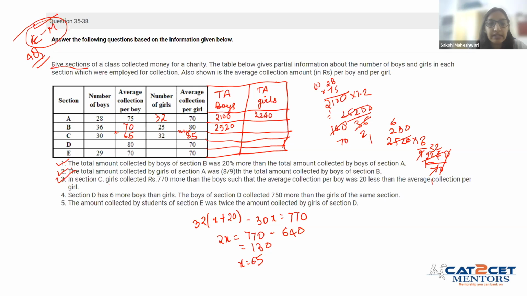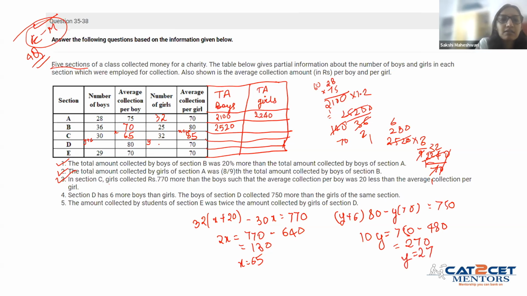Now section D has 6 more boys than girls. So if this will be Y plus 6 and this will be Y. Is it fine? Now boys collected 750 more than the girls of the same section. So Y plus 6 into 80 minus Y into 70 gives you 750. These are simple equations, very simple. 10Y equals 750 minus 480. This is 270. So Y will be 27. This is 27. This is 33. Okay.